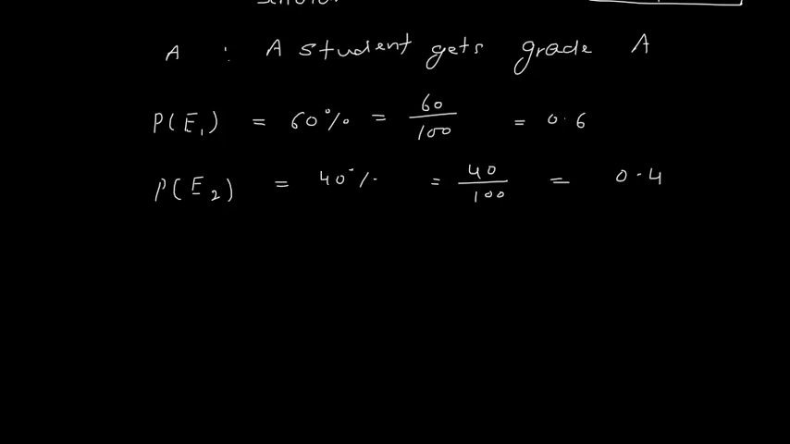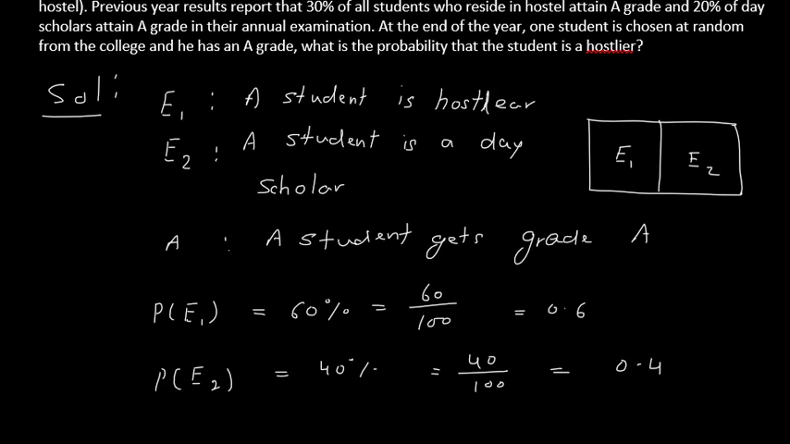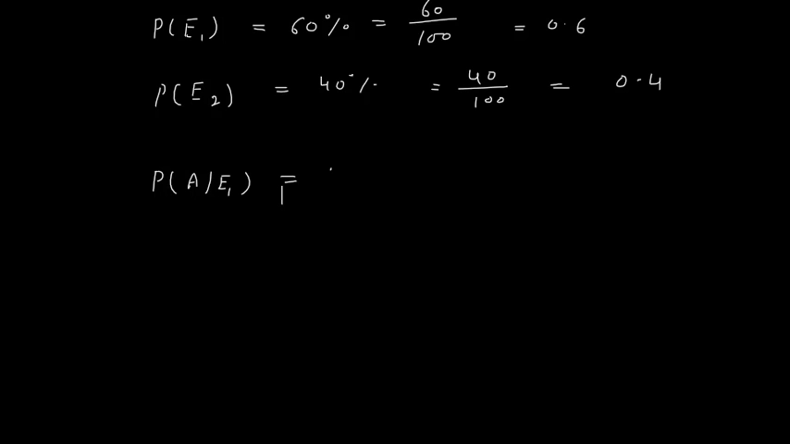Okay, and the possibility of A by E1 means when we know that the child is a hostelier, the percentage of getting grade A is 30%. So 30%, that is 0.3, and the possibility of getting an A grade when it is known that he is a day scholar is 20%, that is 0.2, 20 upon 100.